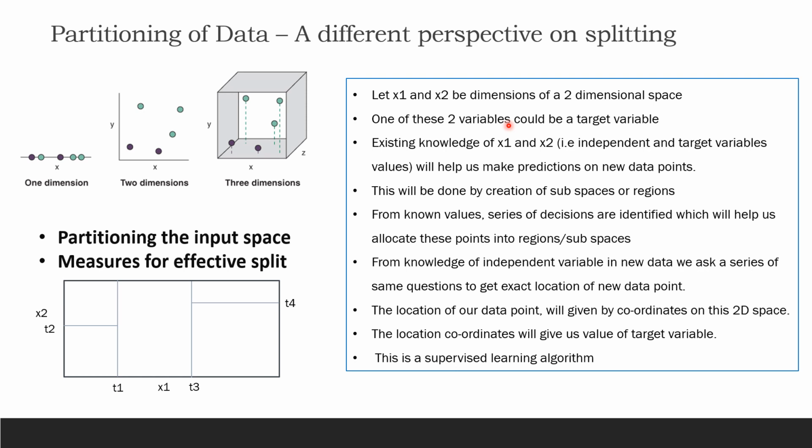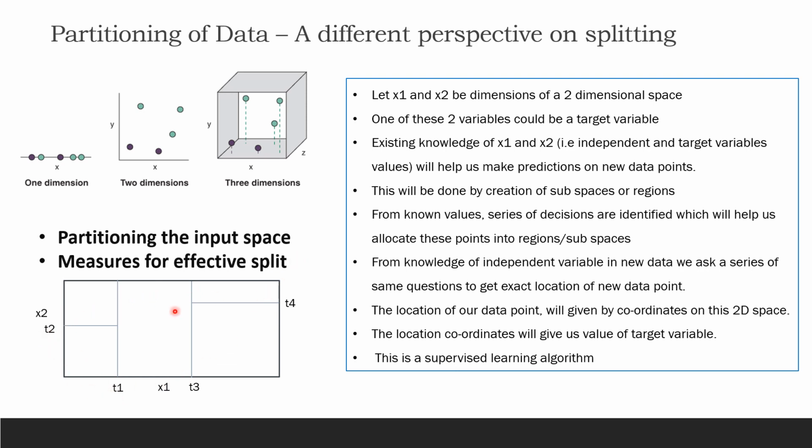So how a decision tree will work is, let x1 and x2 be dimensions of a two-dimensional space right here. One of these two variables could be a target variable. So I know x2, I need to know x1. Let that x1 be a target variable. Existing knowledge of x1 and x2, independent and target variables, will help us make predictions on new data points. So we have n number of data points within this input space, and we know that this space is divided into regions using these points T1, T2, T3, and T4.